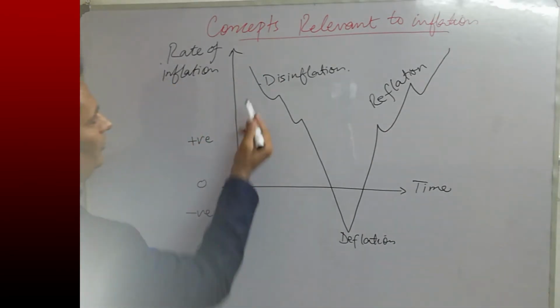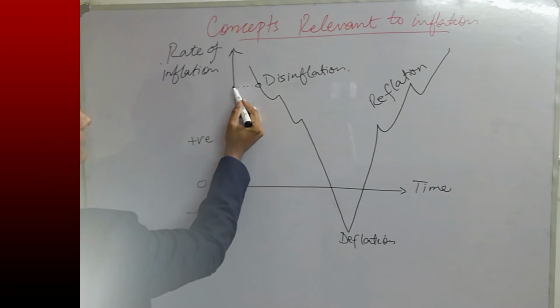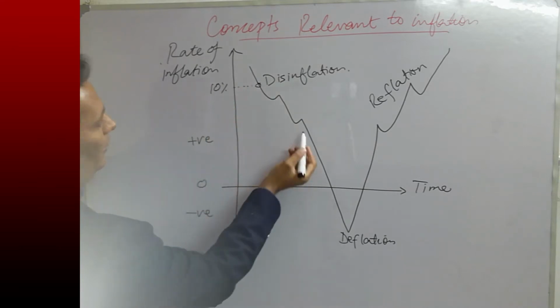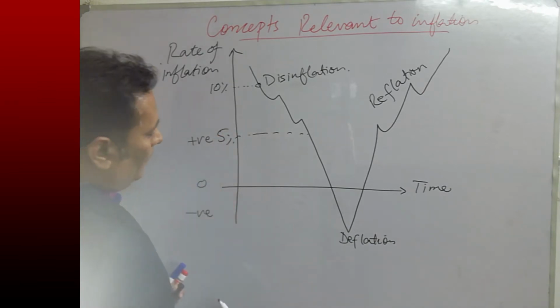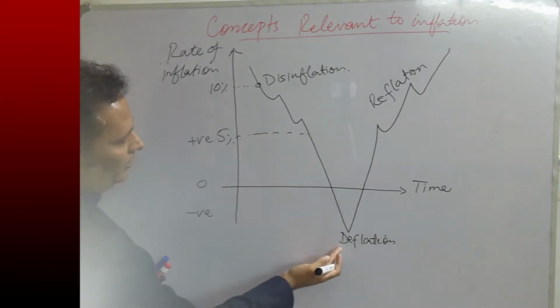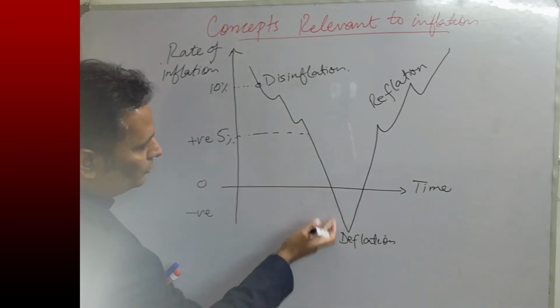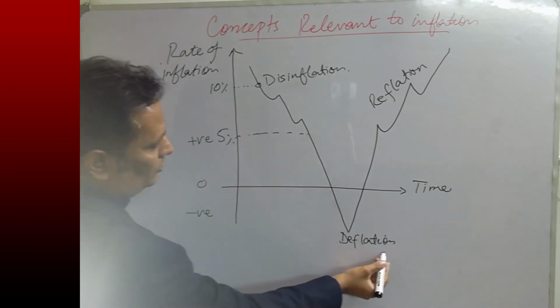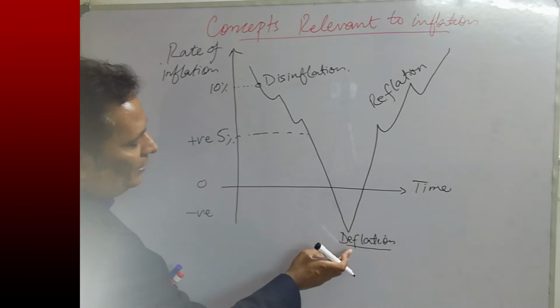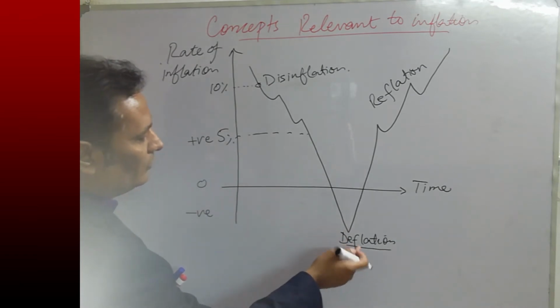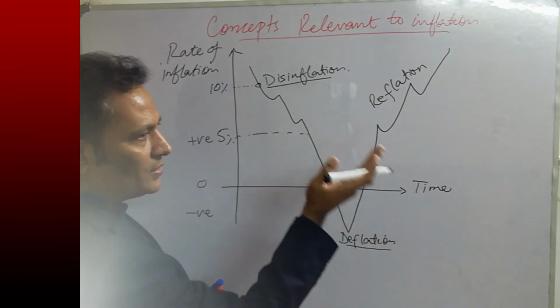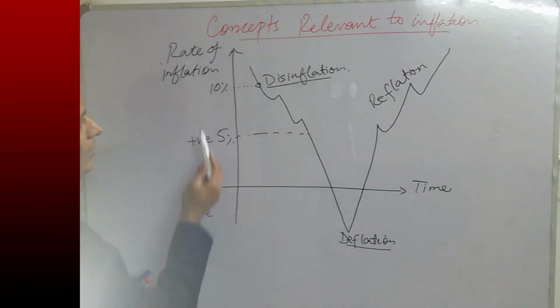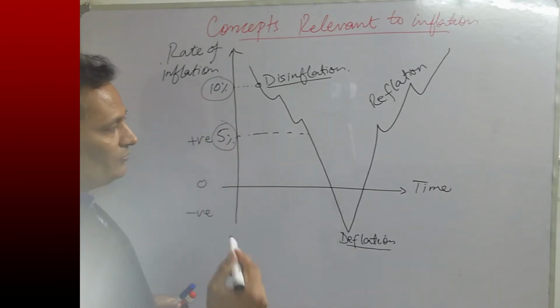For example, if initially the general price level was increasing by 10%, at this period of time it would still be increasing but by 5%. And whenever the general price level falls and goes into the negative region, this situation is known as deflation. So in case of deflation, the general price level falls. In case of disinflation, the general price level increases but with a decreasing rate. Like it was increasing initially by 10%, now it is increasing but by 5%.